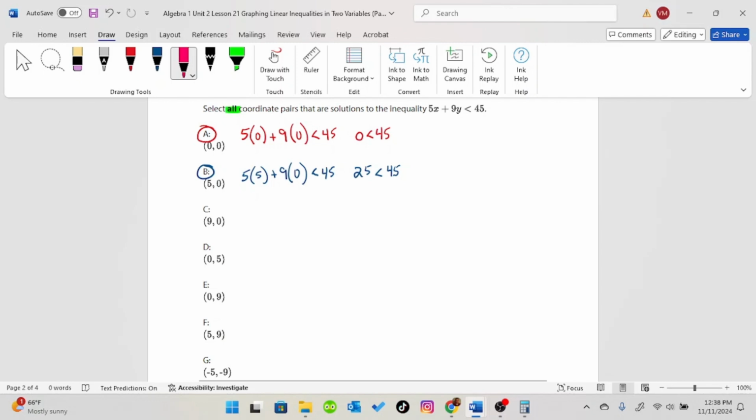Now let's check C. This would be 5 times x, which is 9, plus 9 times y, which is 0, and that should be less than 45. Well, 5 times 9 is 45, 9 times 0 is 0, and 45 plus 0 is 45. And 45 is not less than 45. So C is not a solution to the inequality.